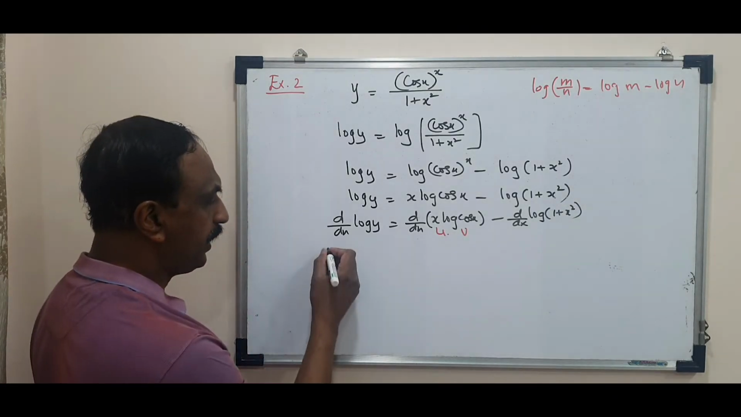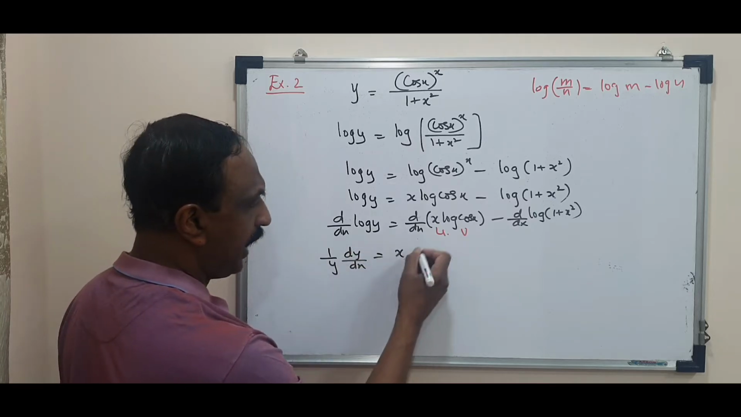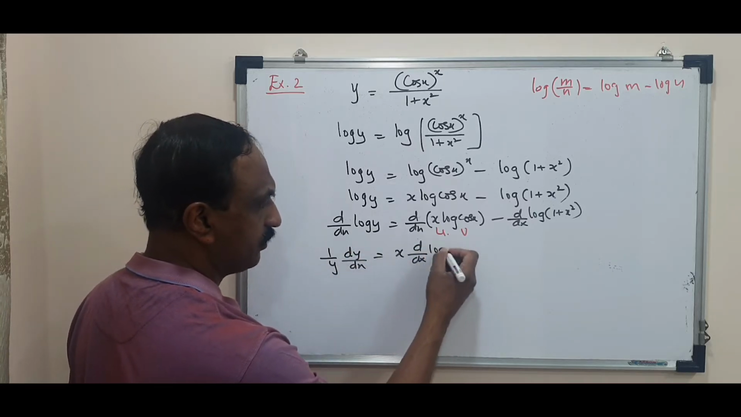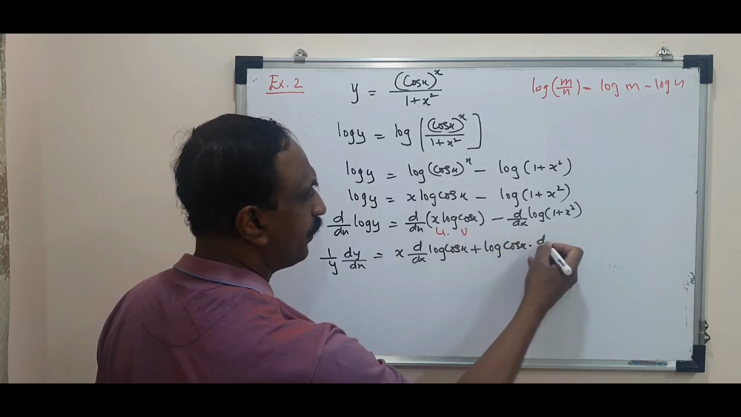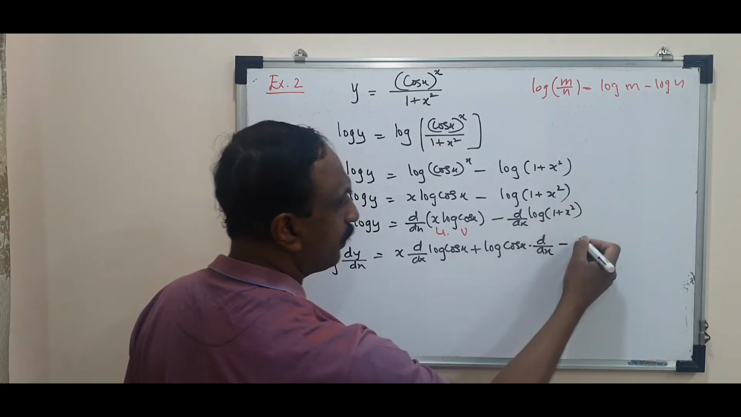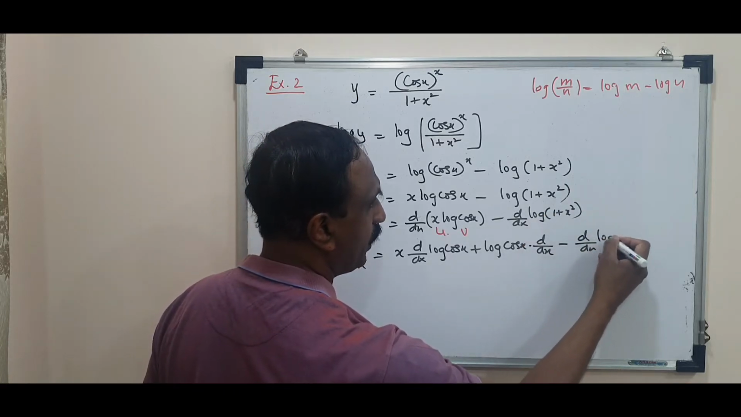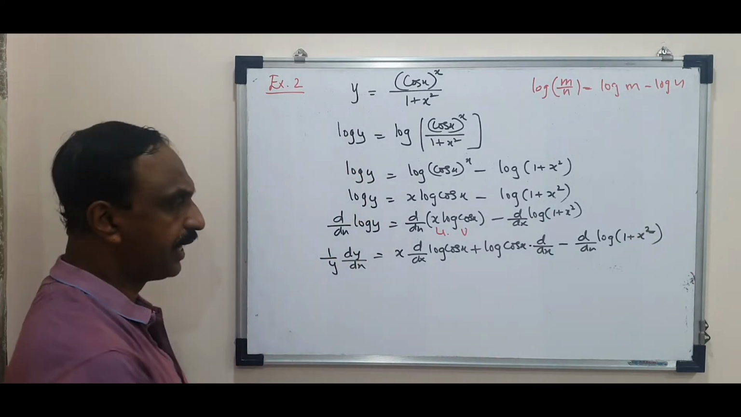So your derivative will be 1 by y dy by dx is equal to x into derivative of log cos x plus log cos x into derivative of x minus derivative of log of 1 plus x squared. I'll write for the time being. I'll take all the formulae together. Now I can write my answer.